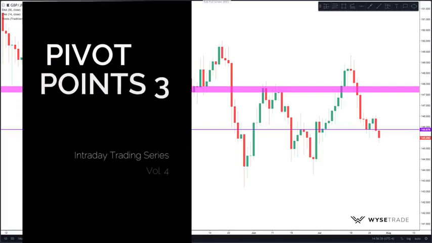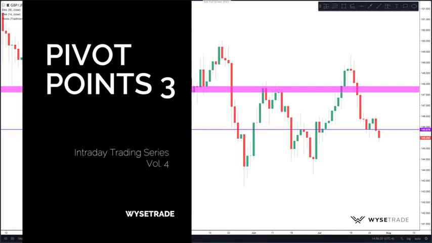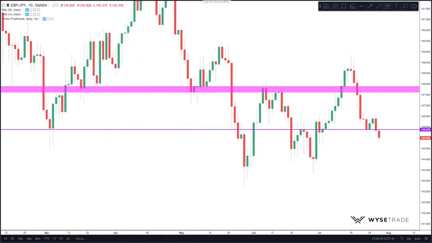Hey guys, so in this video we will be going through what good pivot entries look like versus what okay pivot entries and bad pivot entries look like, and also some techniques you can apply to improve your trade entry quality. So here's the pound yen.